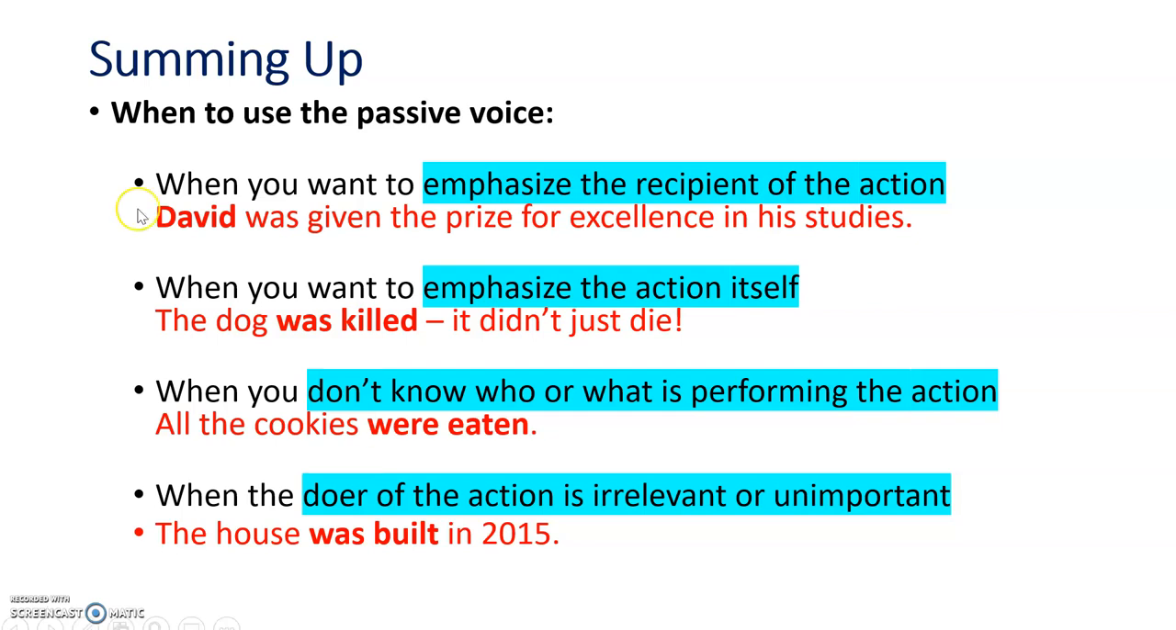So again, to sum up, we look and we say, what's the purpose? David was given, so we understand it's in order to emphasize the recipient of the action. We see the dog was killed to emphasize the action. We don't know who is performing the action, or the action is irrelevant, and we're placing the focus on what happened and not who did the action.